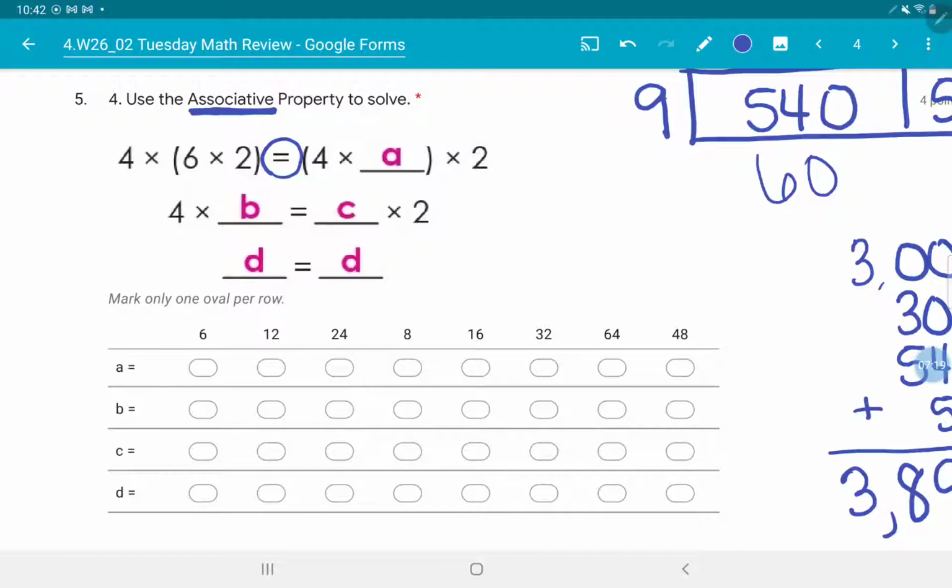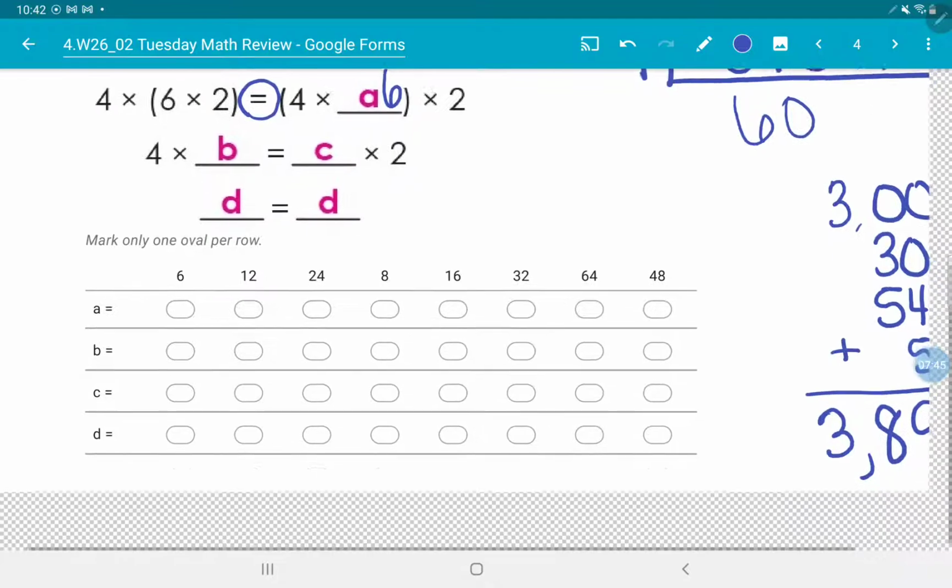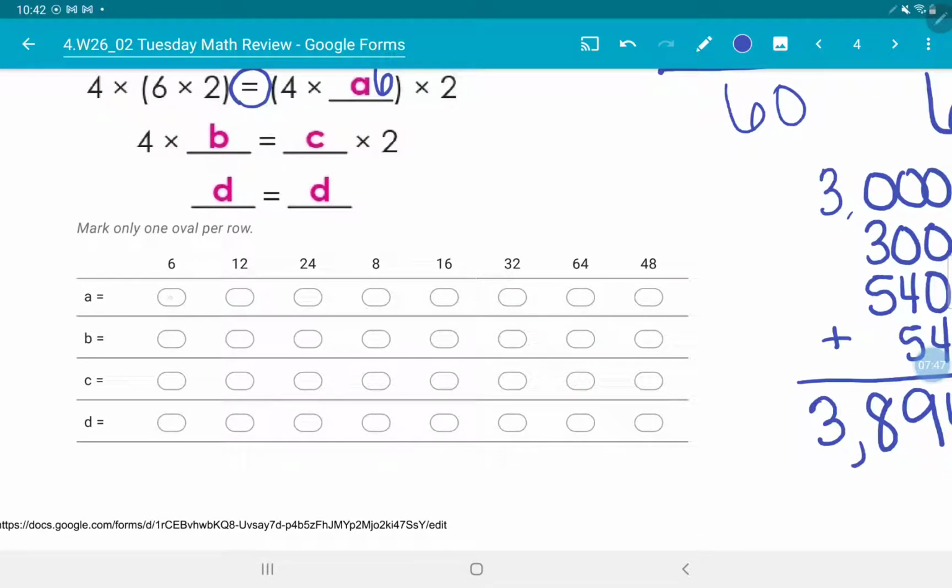So I'm ignoring everything except the top line right now. I have 4 times 6 times 2 equals, or is the same as 4 times what times 2. What do I need to make A so that both sides of my equation are balanced or are the same, Ansley? 6. So A is going to be equal to 6. Yep.